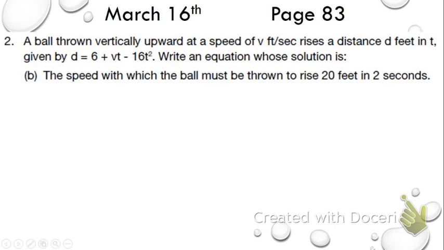Where am I going to put the information that they gave us? Is the 2 going to go in for T? Yes. 2 is going to go in the place of T. Yep. 20 is going to go in the place of D. So we would have 20 equals what? 6 plus V, parentheses 2, minus 16 times 2 squared.